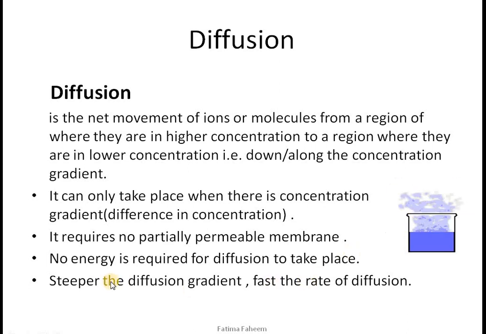And the next point is, the steeper the diffusion gradient, the faster the rate of diffusion. Steeper the diffusion gradient means that the concentration difference should be greater for a fast rate of diffusion. If the concentration difference were less, like 40% here and 60% here, the diffusion rate won't be that fast compared to a scenario where there were 90% molecules here and 10% outside. So for the diffusion rate to be fast, the concentration difference between the two areas should be more.